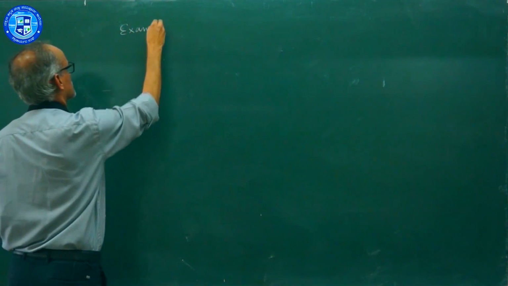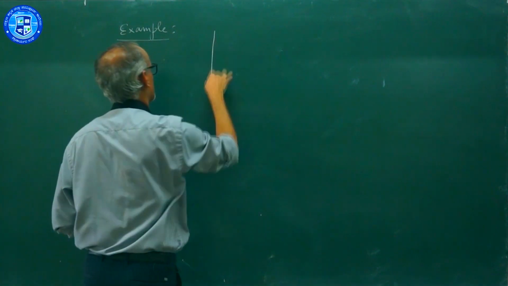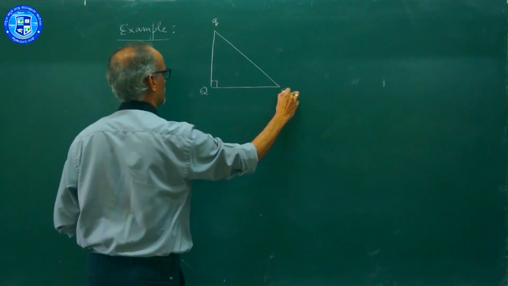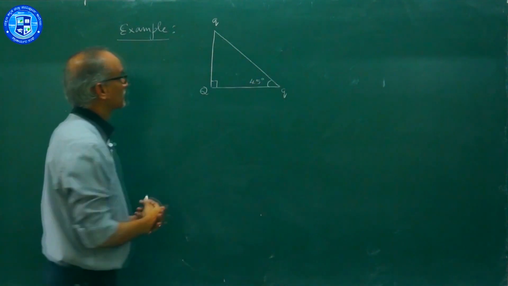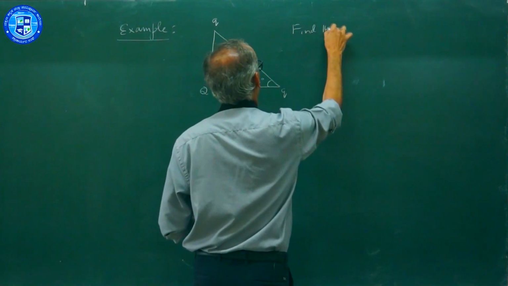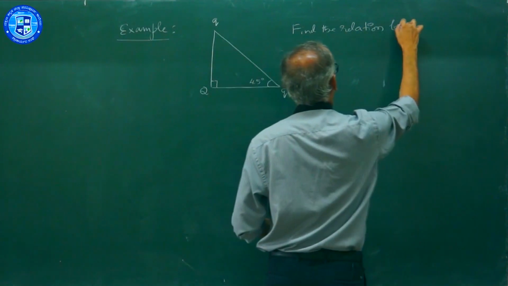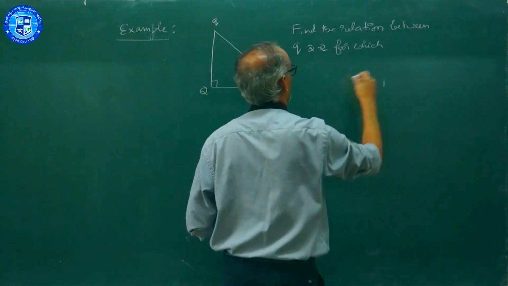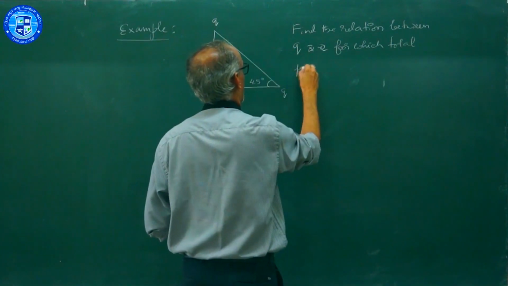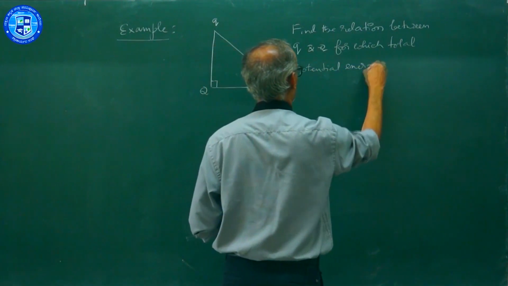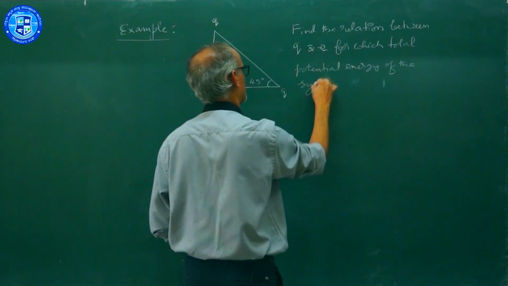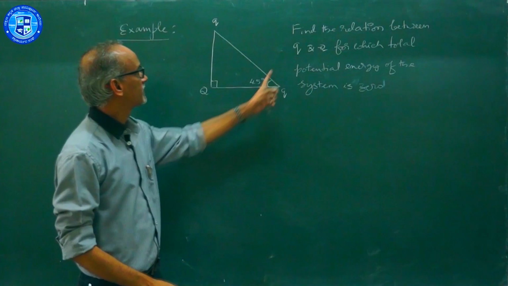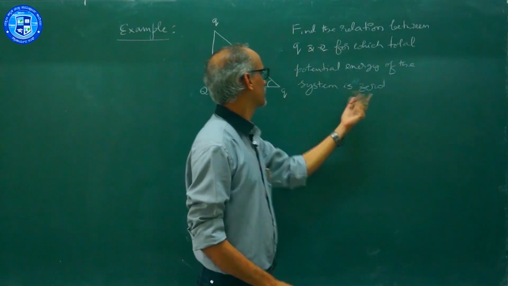So I'd like to give one more example for the system of three charges. So let's consider a system of three charges, Q, Q, and then Q. This angle I'm going to consider 45 degree. And the question is, find the relation between Q and Q for which the total potential energy of the system is 0. So we have system of 3 charges, Q, Q and Q given, and we have to find the relation between Q and Q for which the total potential energy of the system is 0.